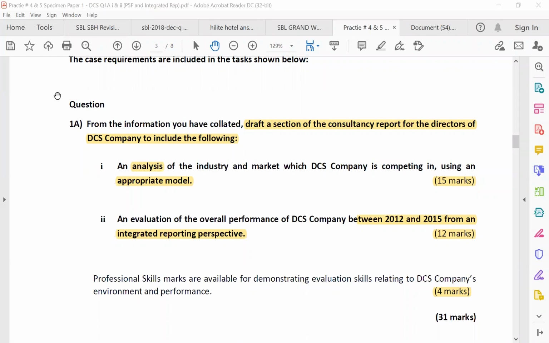I am repeating it once again. Question number one is not of integrated reporting. Question number 1A, part one is not of integrated reporting. This question is of PESTLE analysis and Porter's Five Forces model. You can choose any of them.